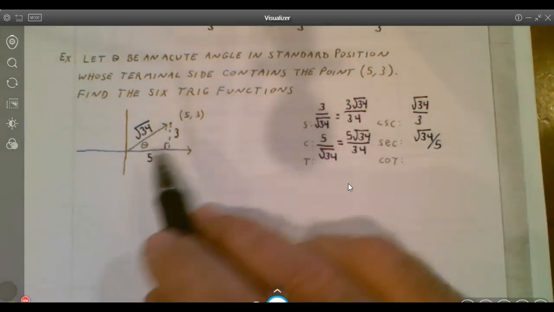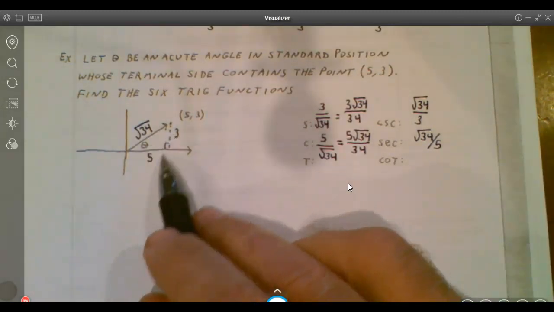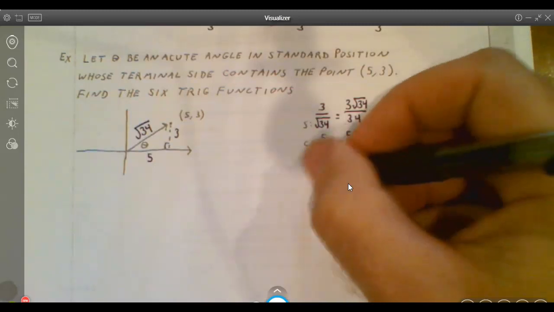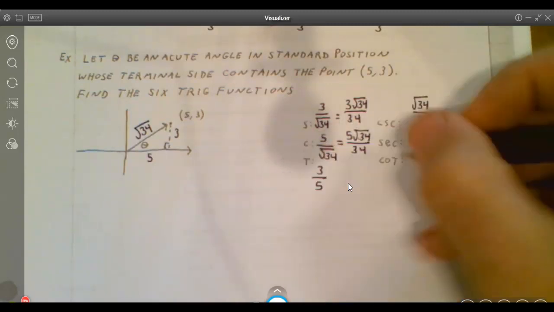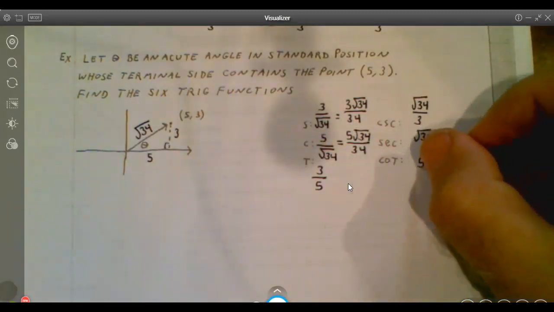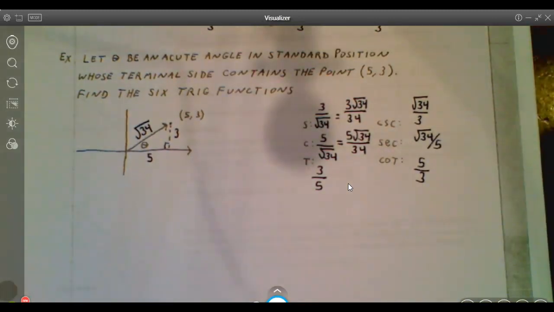Our tangent function, nice and simple. Tangent, we're going to have opposite over adjacent, 3 over 5. Flip that upside down to get cotangent. And we got all 6 functions.